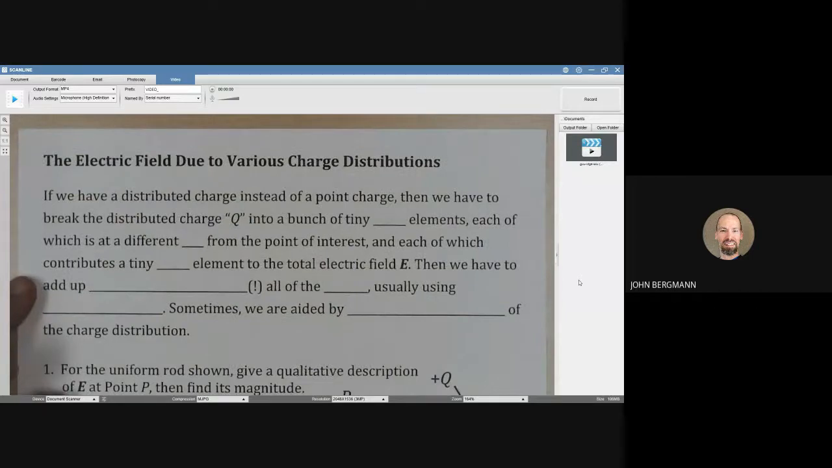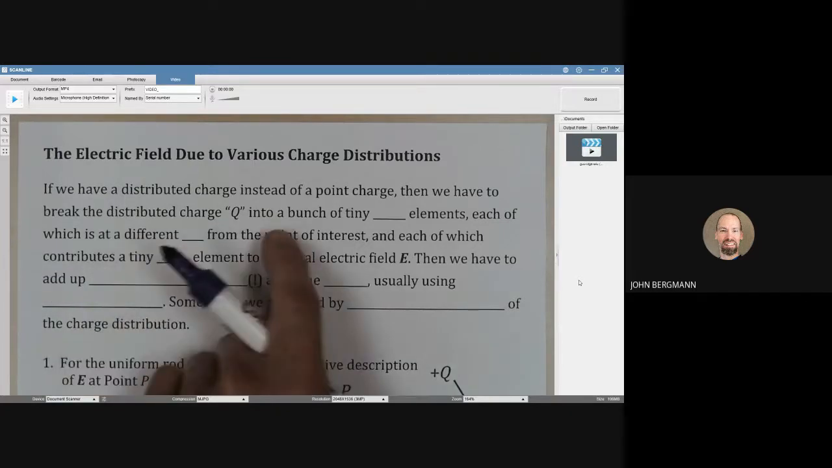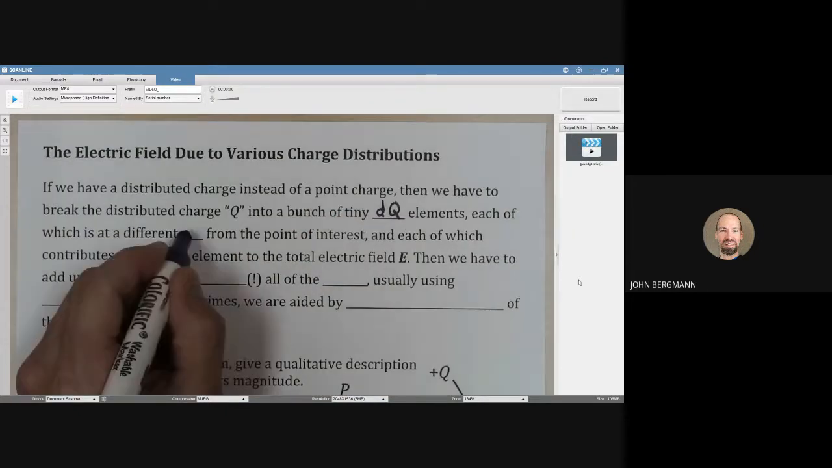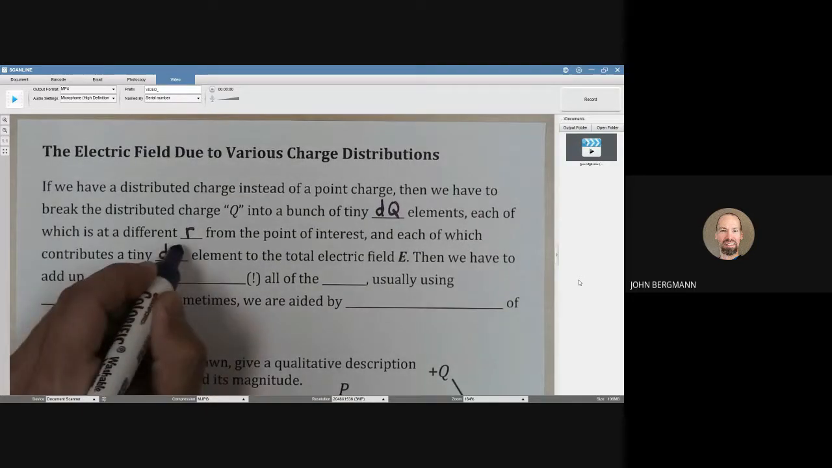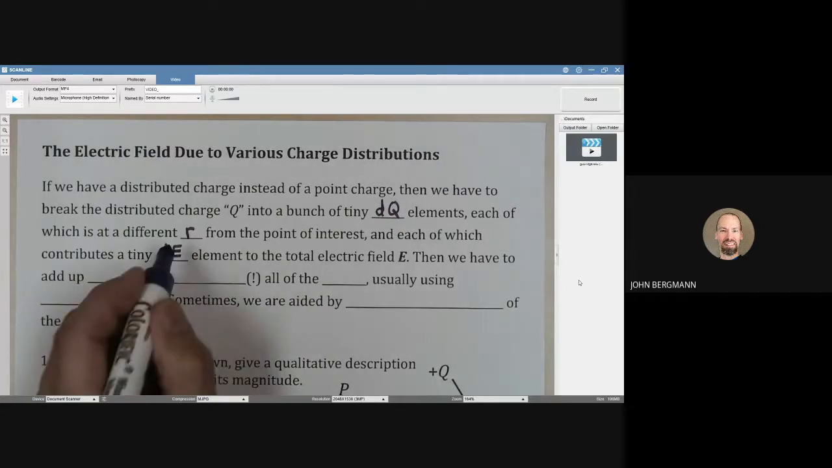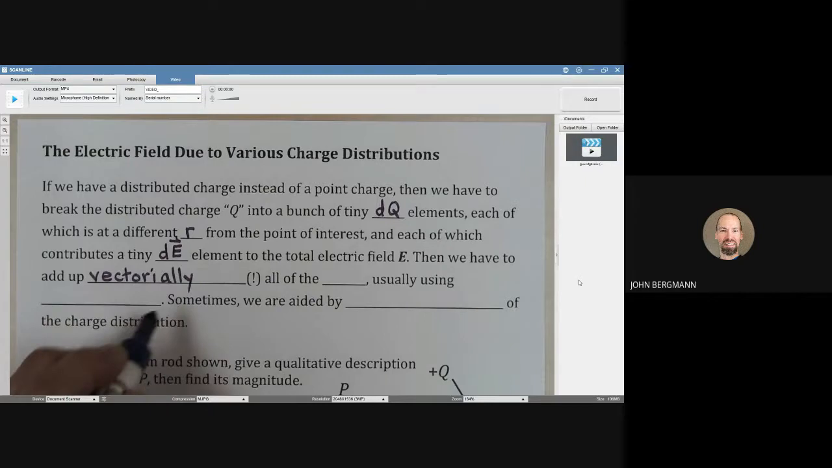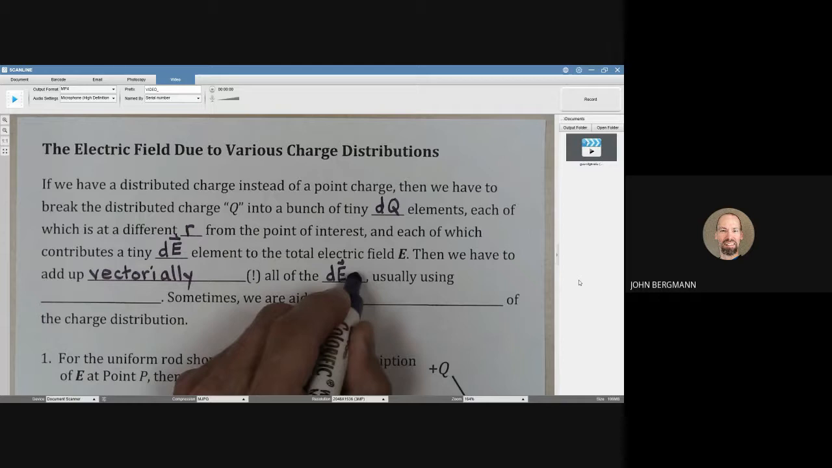If we have a distributed charge instead of a point charge, then we have to break the distributed charge Q into a bunch of tiny dq elements, each of which is at a different r distance from the point that we're interested in, and each of which then will contribute a tiny dE element, I might put a vector over that, to the total electric field. Then we have to add up vectorially, that is a real word actually, all of the dEs. And we usually have to do that using calculus.